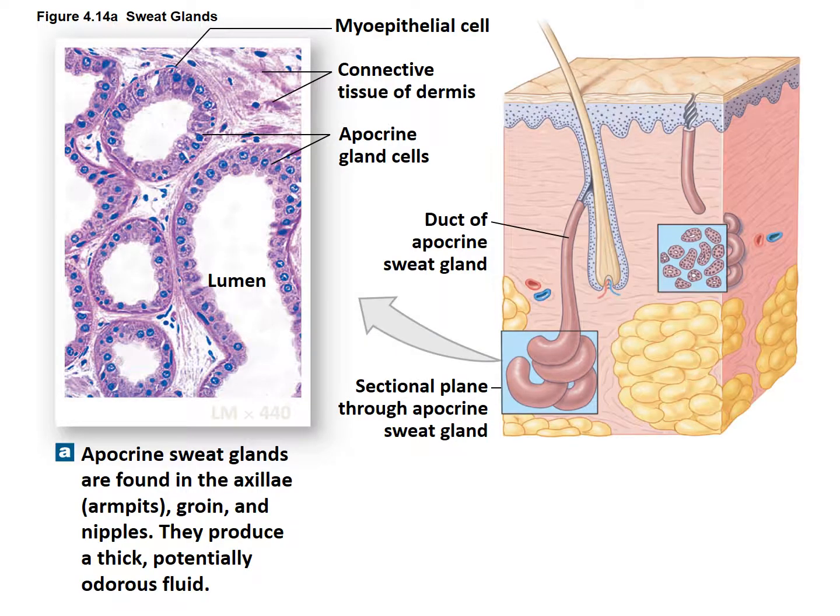Here we can see an apocrine sweat gland. Apocrine sweat glands are found in the axillary region of the armpit, as well as the groin and the nipple. They produce a thick, potentially odorous fluid. They mature primarily during puberty and produce a much thicker substance. It's got a cloudy secretion. It sometimes encourages bacterial growth, which increases the odor. It's the source of pheromones in many mammals, but this is a debatable thing in humans.